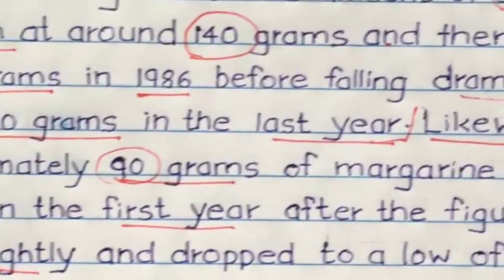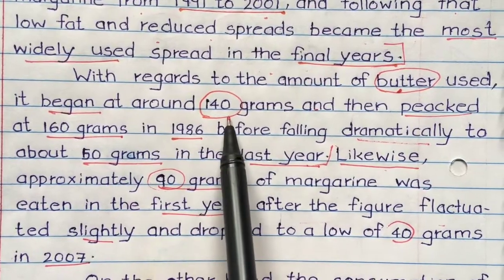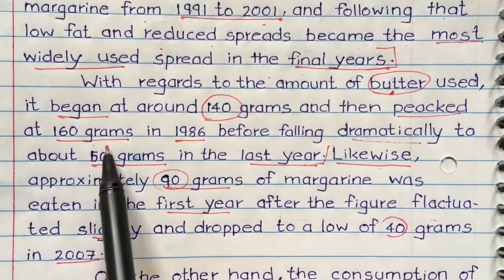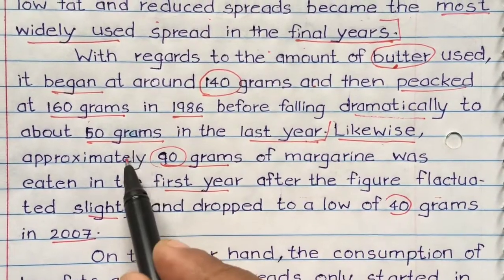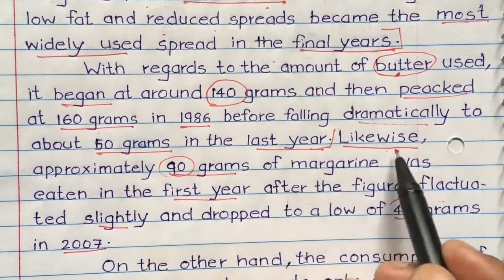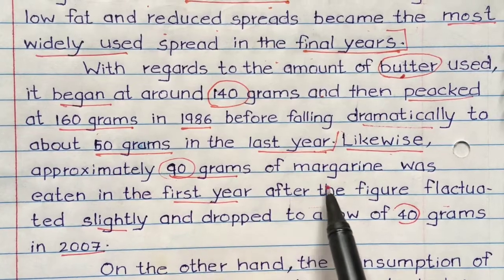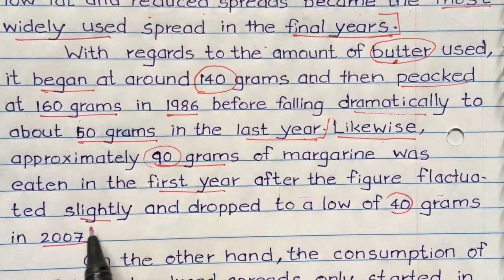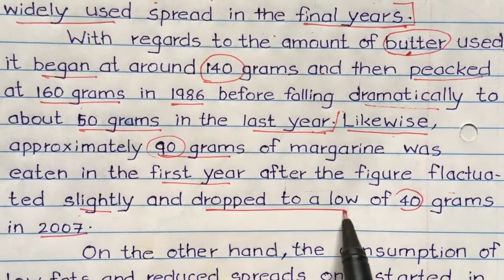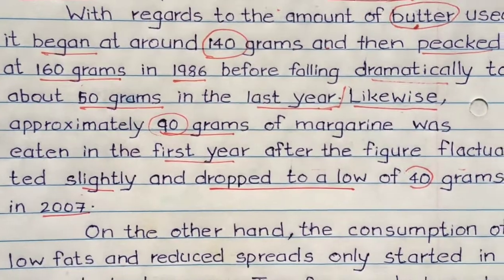With regard to the amount of butter used, it began at around 140 grams and then peaked at 160 grams in 1986, before falling dramatically to about 50 grams in the last year. Likewise, approximately 90 grams of margarine was eaten in the first year, after which the figure fluctuated slightly and dropped to a low of 40 in 2007.